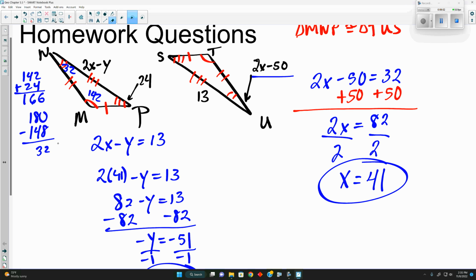Now, there was an error that did show up because it wasn't 124, it's 142. All that's going to do is change this to 166. At this point here, we do need to subtract it from 180, which is going to give us 14, not 32. So this is going to be a slight change in the numbers over here. So it'd be 14, which is not 82, it is going to be 64, which should give us an answer of 32.